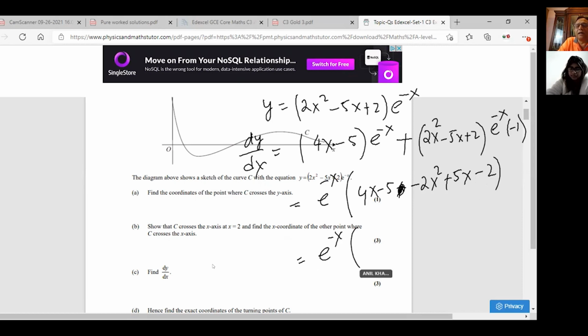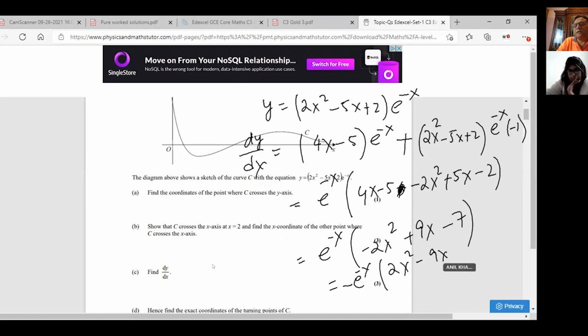So we get minus 2x squared, 4x and 5x is 9x, and minus 5 and minus 2 is minus 7. You could write the minus outside and make it the other way, like minus e to the power of minus x, and write here 2x squared minus 9x plus 7. Either way, it works. So that becomes the derivative of this particular function.